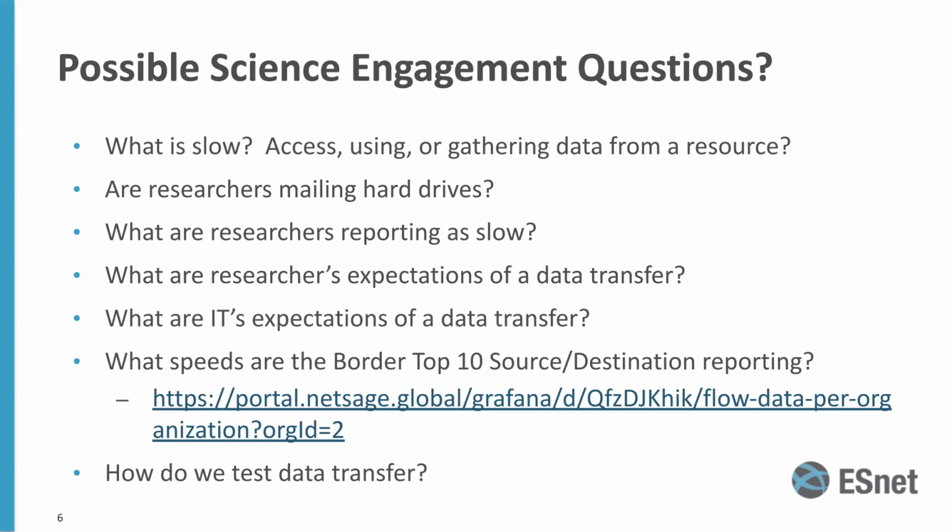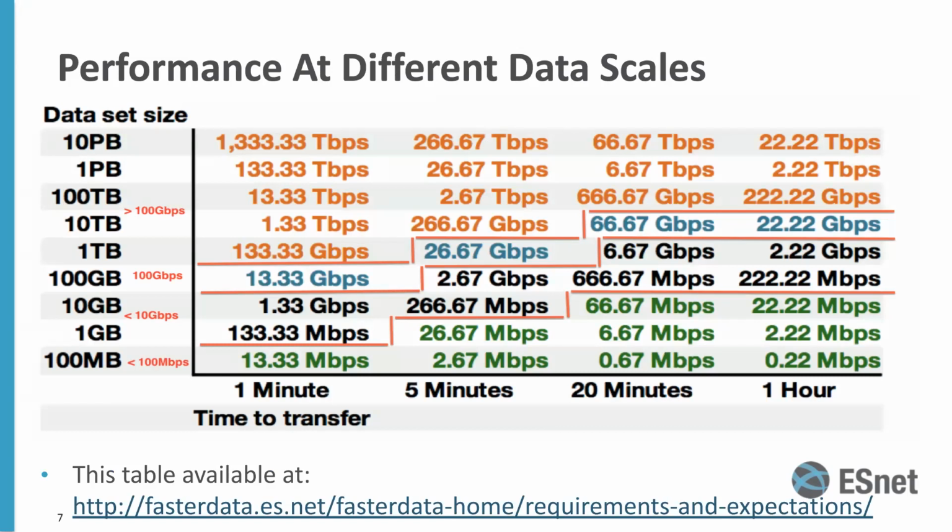One way to look into this is the NetSage portal, where you can get top 10 source and destination reportings. So if you have this on your own campus or using your regional install of NetSage, you might be able to troubleshoot some of these and have some visibility into what your transfers are doing. So this is from the Faster Data site. This is a kind of a table. You can see where your transfers are at.